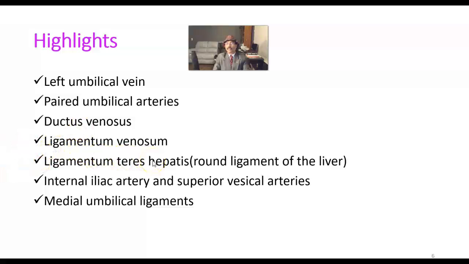Ligamentum teres hepatis is the remnant of the obliterated left umbilical vein. Internal iliac artery and superior vesical artery develop from the proximal part of the umbilical artery. Medial umbilical ligament develops from the distal part of the embryonic, or you can say fetal, umbilical arteries. It will be the medial umbilical ligament after birth.